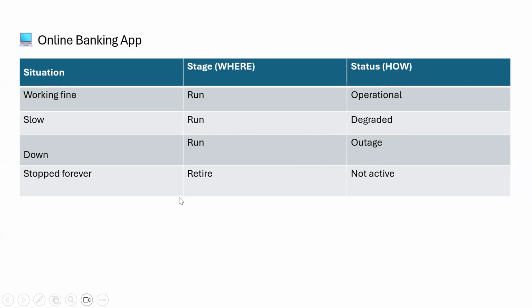Next, stopped forever. Here the stage is retire. Retire means service life cycle is ended. So here the movie is not broadcasting, completely removed. And here status is not active. It means the theater is not active. So the service is no longer there, the theater is devastated. That's all, guys. So we can conclude: stage is the journey, status is the condition.